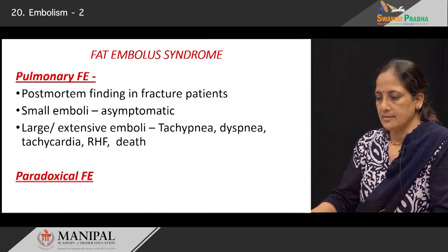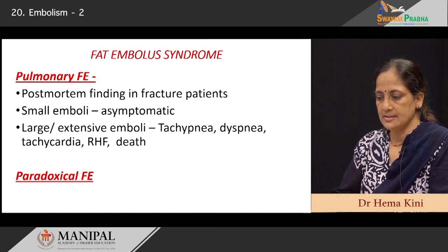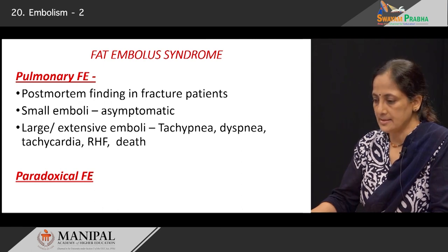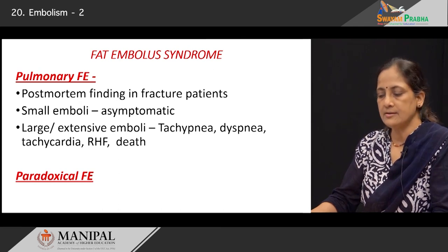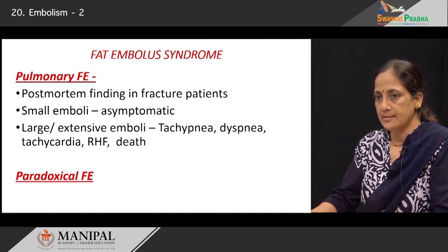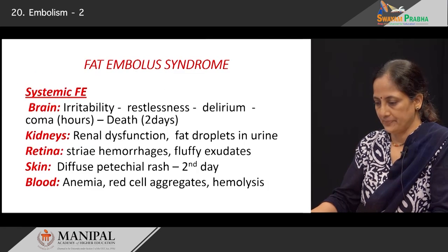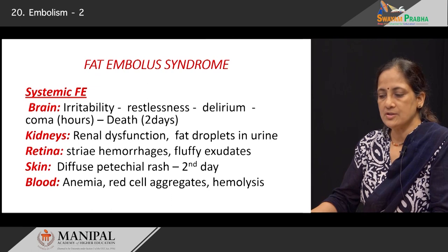Pulmonary fat embolism is seen most often in patients with fractures. Small emboli are asymptomatic. Large and extensive emboli go to the right side of the heart and then into the pulmonary circulation. This in turn causes tachypnea, dyspnea, tachycardia, right heart failure, and death. As with all other emboli, if the pressure in the right heart increases, a patent foramen ovale, when present, facilitates the movement of fat emboli from the pulmonary side of the circulation into the systemic circulation. Systemic fat emboli can reach the brain, kidneys, retina, skin, and blood.